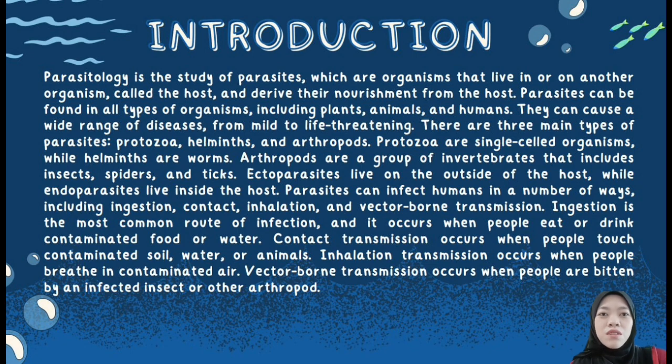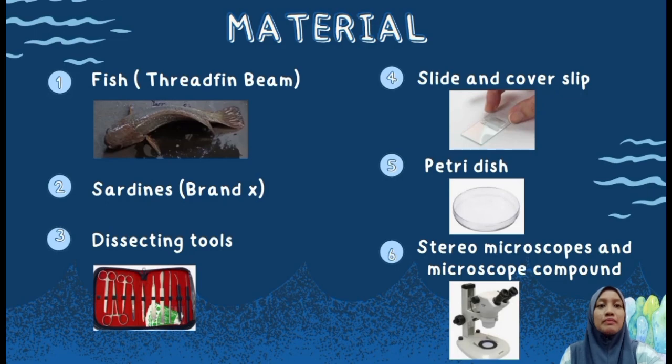Parasites can infect humans through ingestion, contact, inhalation, and vector-borne transmission. Ingestion occurs when people eat or drink contaminated food or water. Contact occurs when people touch contaminated soil or water. Inhalation occurs when people breathe in contaminated air, and vector-borne transmission occurs when people are bitten by an infected insect or arthropod. This slide shows the materials that were used in this process.